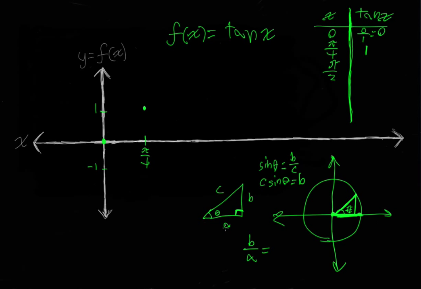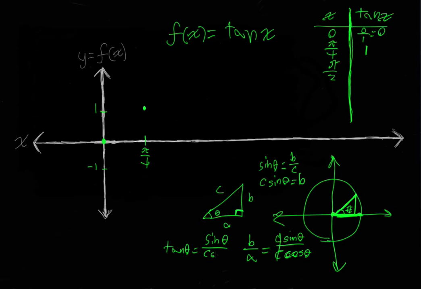I'm not going to review too much for this one, but cosine is the ratio of the adjacent side to the hypotenuse, so A is C cosine of theta. So we're going to have C sine over C cosine. The C's will just cancel out, so the tangent of some angle is equal to sine over cosine.